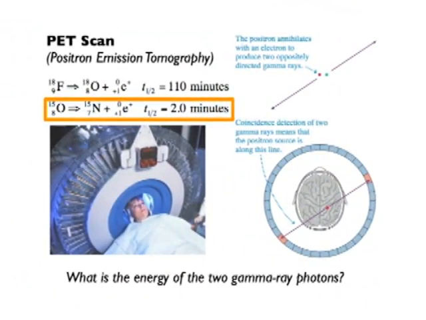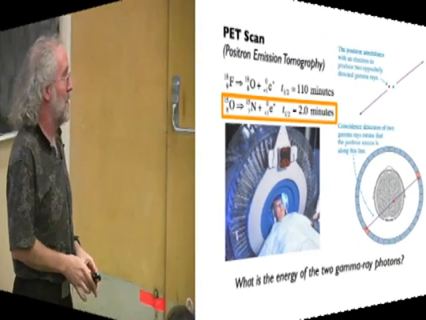You can also use oxygen-15. Check out this half-life, 2 minutes. So if you want to use this, you have to live next door to a cyclotron. You can't live on the other side of town from a cyclotron. You're going to be in the next room.